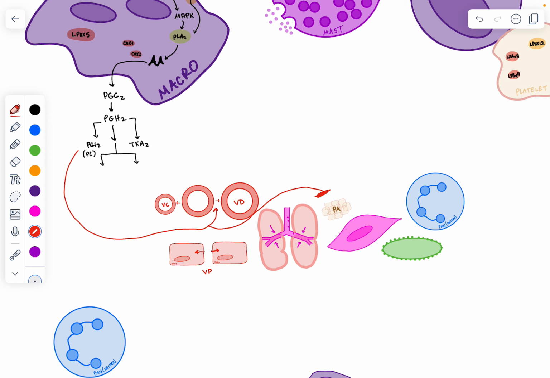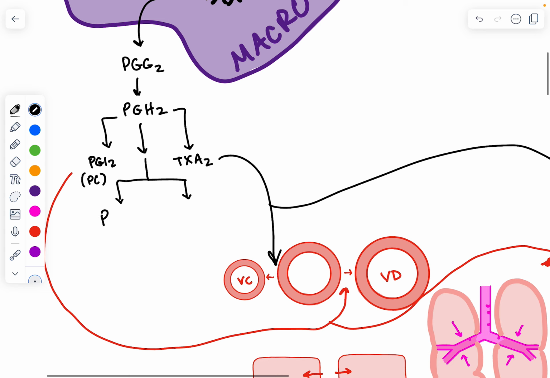Thromboxane A2, which is also derived from prostaglandin H2, is actually going to have the opposite effect. So it's going to activate vasoconstriction, so it's going to make the vessels constrict, and it's also going to increase platelet aggregation. There are two more prostaglandins that can be formed from PGH2. There are actually a few more prostaglandins that can be produced, but for simplicity's sake, I'm just going to talk about prostaglandin D2 and prostaglandin E2.